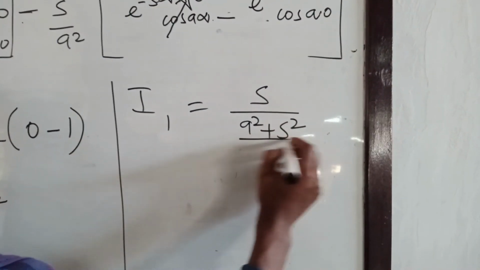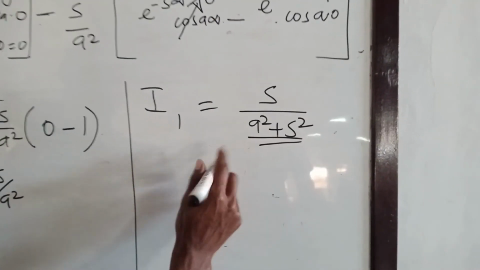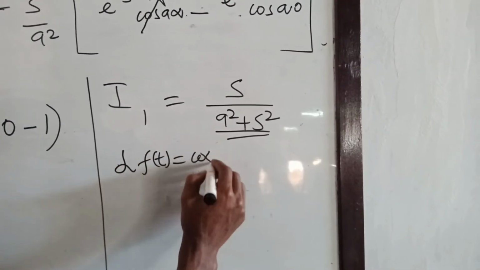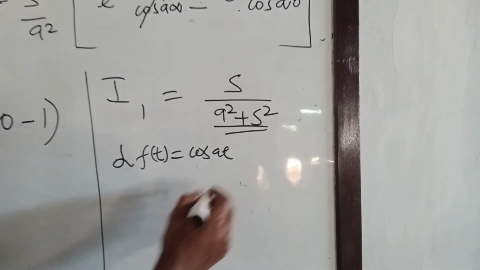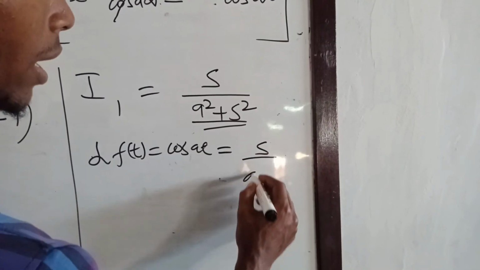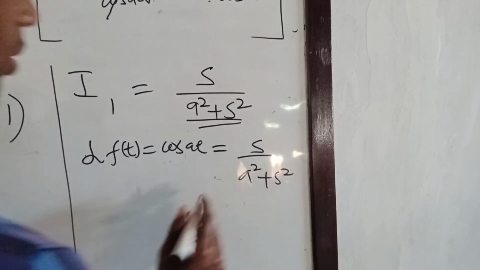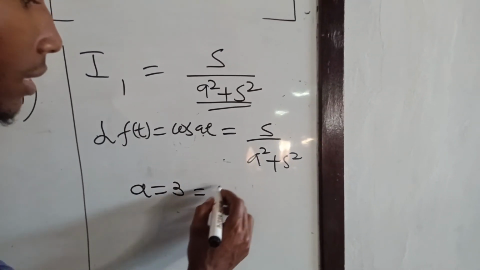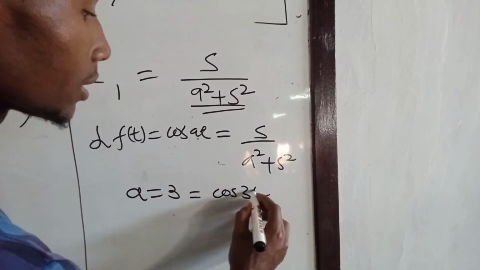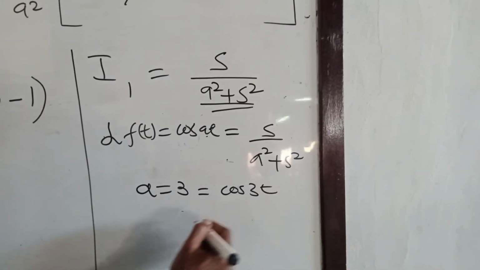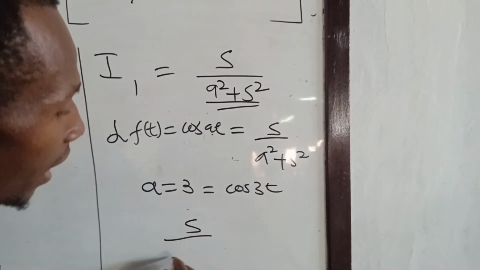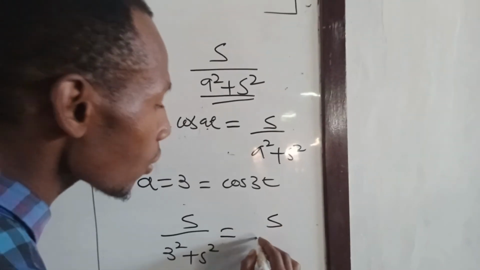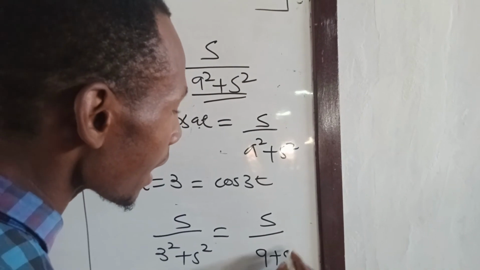This now is our integral for the Laplace transform. So the Laplace transform of cos at is equal to s over a squared plus s squared. So if this a is equal to 3, which means that it is cos 3t, our Laplace transform for cos 3t will be s over 3 squared plus s squared, which is equal to s over 9 plus s squared.